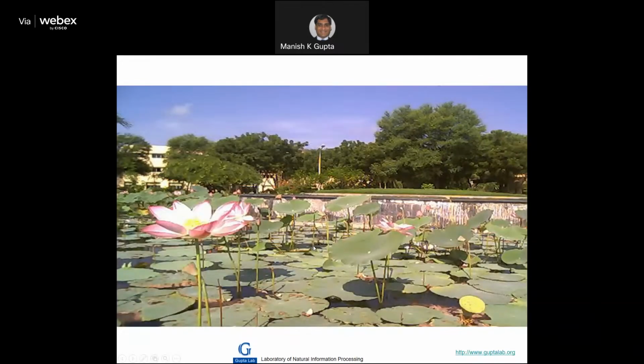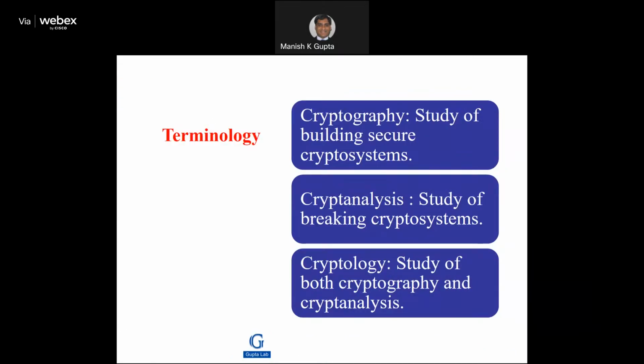I should tell you that the study of building secure cryptosystems is what is known as cryptography. And cryptanalysis is the study of breaking the cryptosystems. So the problem that I told you about, finding the factorization, is actually breaking the cryptosystem. People have shown that if you can find P and Q, then you will be able to break the cryptosystem. So this is a very, very important thing. A lot of people have done a lot of work on breaking cryptosystems.